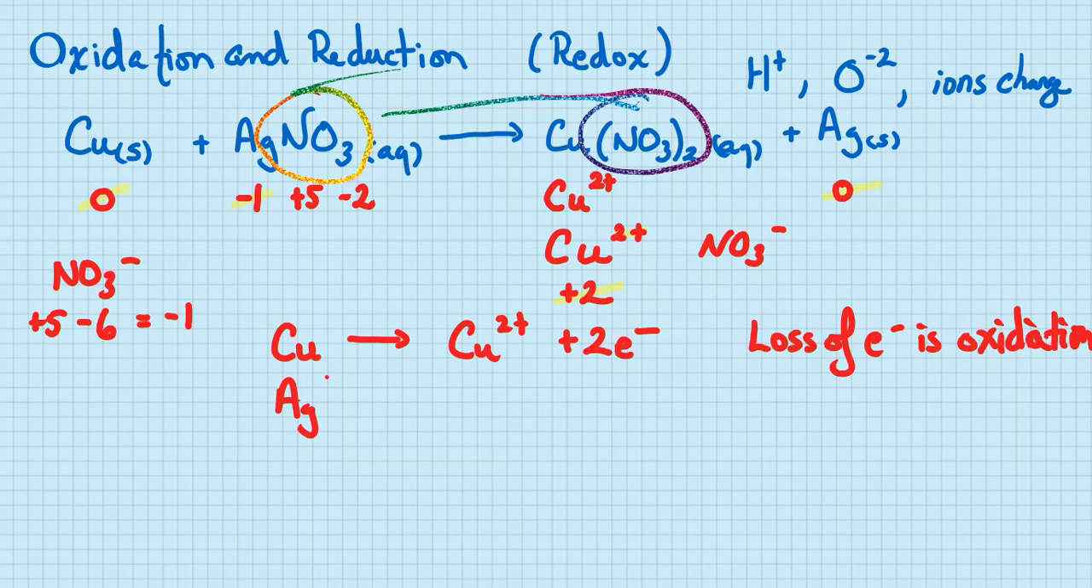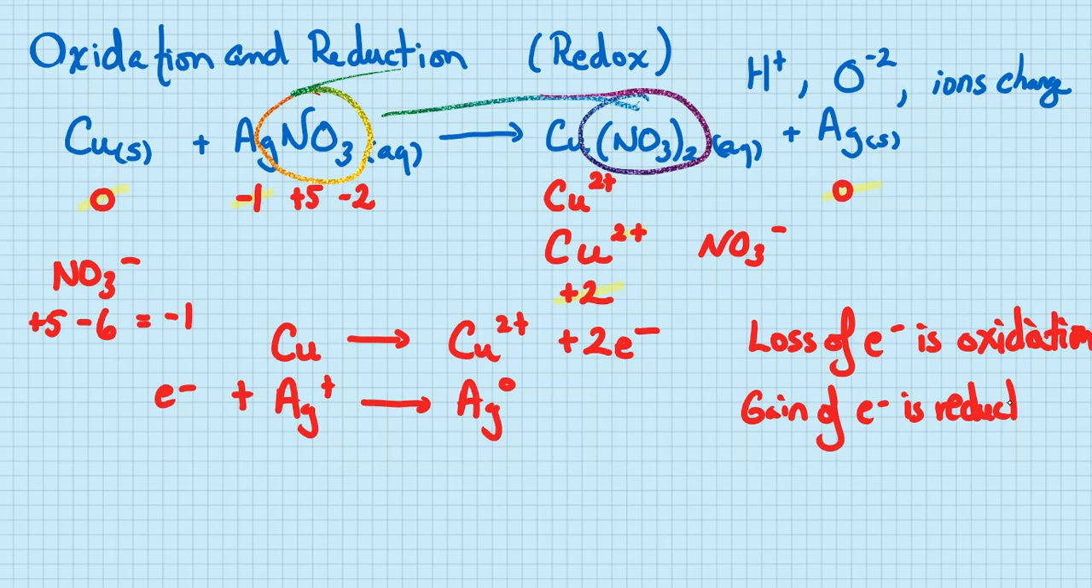Now Ag went from Ag plus to Ag solid. So we'll say that that got reduced. You can sort of see that the charge actually is reduced from plus to 0, and it gained electrons. So gain of electrons is reduction. One way to remember that is this saying, OIL RIG, which is oxidation is loss, reduction is gain. And that's about it. Good luck on the worksheet.